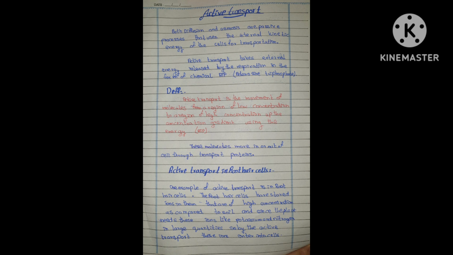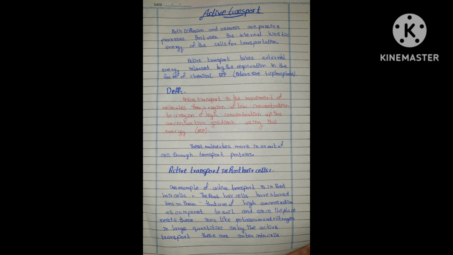Active transport is a process of the movement of substances from a region of low concentration to a region of high concentration against a concentration gradient, using the energy from ATP, and these molecules move in and out through transport proteins. Now we're going to talk about examples of active transport. The first example is in the root hair cells. Root hair cells are present at the tip end of the roots, and these are specialized cells whose function is absorption.